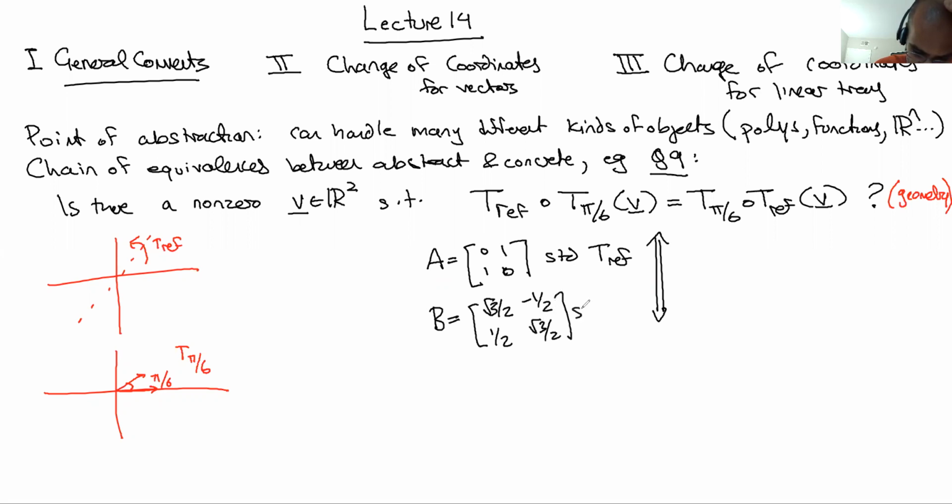The standard matrices have this important property that multiplying them is the same as composition. So AB is the standard matrix of the composition T ref of T rotate. And so you go from this geometric question, you translate this into an algebraic question: is there a non-zero vector V so that ABV equals BAV?